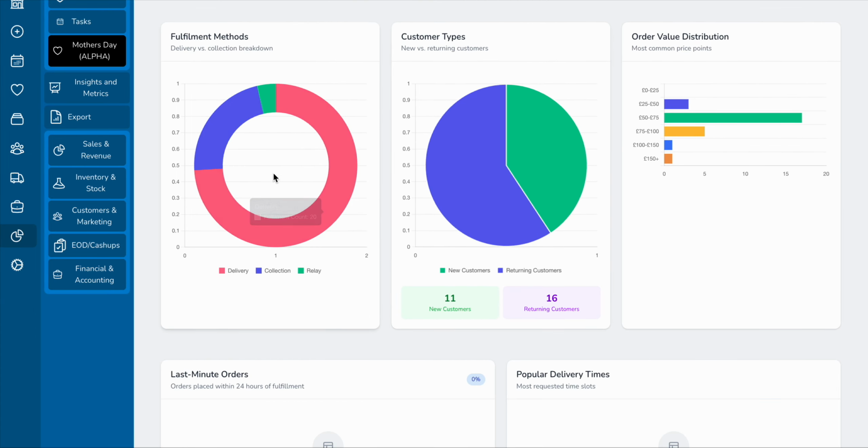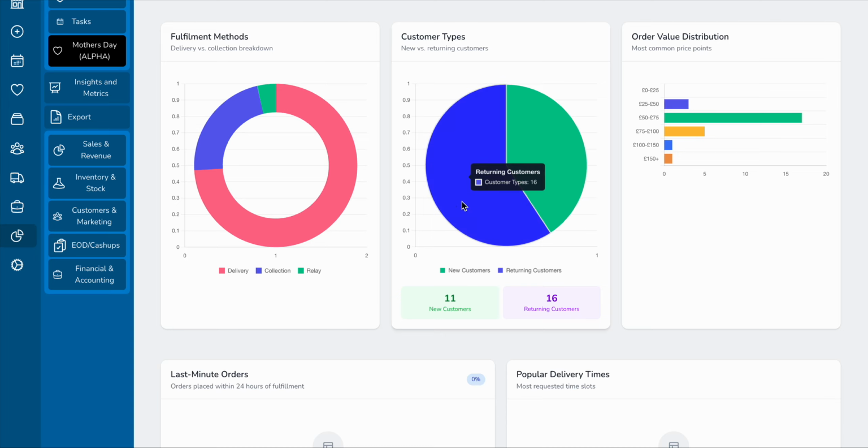You can see this little ring here showing delivery, collection and relay. Customer types, returning and new customers. I find this one really interesting. The biggest part of the pie is returning customers. Until I started using a system like Digital Florist, I didn't quite appreciate how many of our customers were returning customers. If you'd asked me, I would have said it's about a quarter. It's well over half generally.